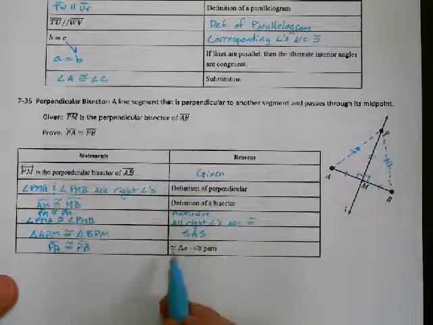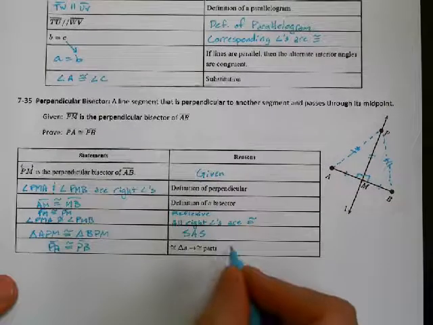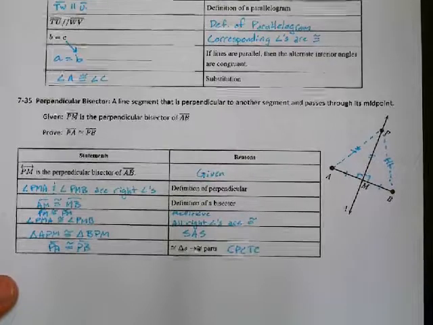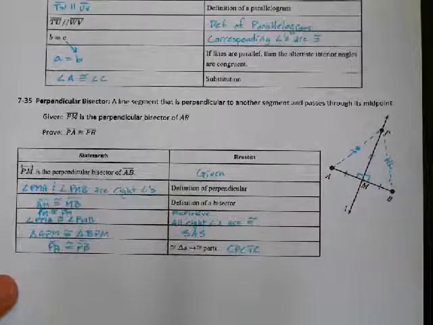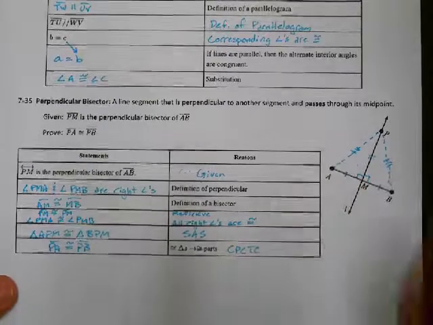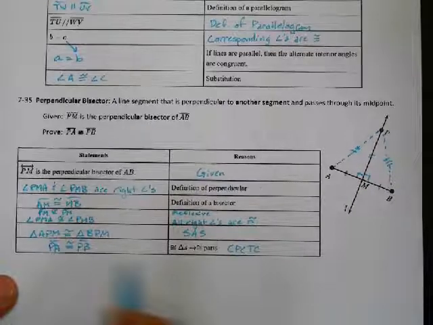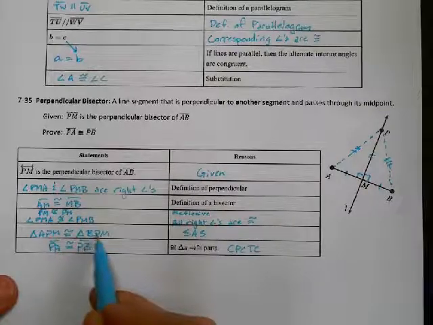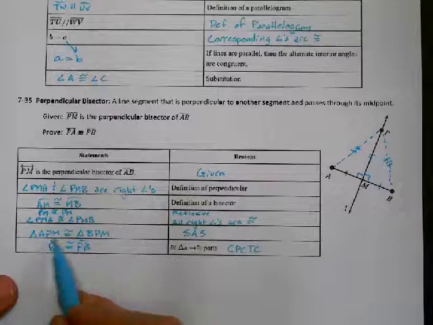This is what your book says. Let's just call it CPCTC: corresponding parts of congruent triangles are congruent. So it just means that if you got congruent triangles, any parts that correspond are congruent. And look what we have here. P and A is the first and second letter, and then P and B are the first and second letter. They're corresponding parts in our congruent statement, so they must be congruent.